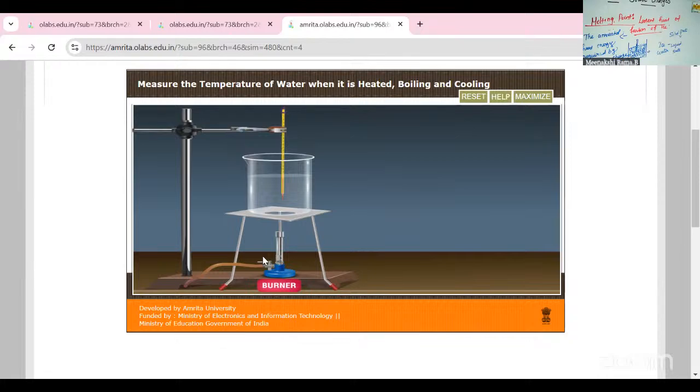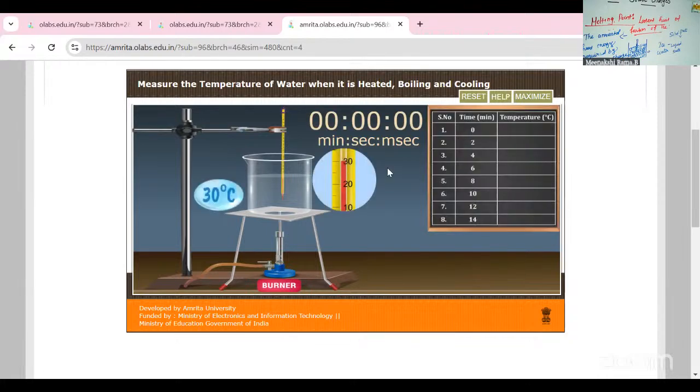Stay on the burner, the water is heated. Just you see, now the time is 0. One tabular column is also here, so the temperature level is indicated. We can observe with the help of the thermometer that the temperature level is 30. So the first thing, the initial temperature, is 30 degrees Celsius.